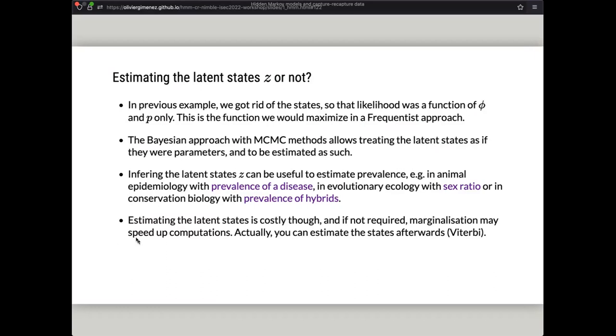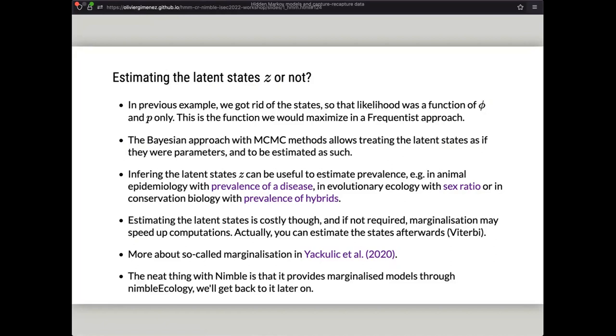I'll just give you this reference by Jakulic in 2020, which is a very nice paper if you get interested in estimating states in capture-recapture or occupancy models. Check out this paper. Okay, the cool thing is that Nimble provides marginalized models, where you get rid of the states, through this package called Nimble Ecology, and we'll get back to it later on.